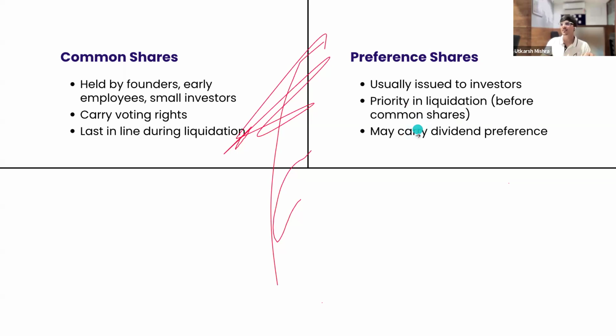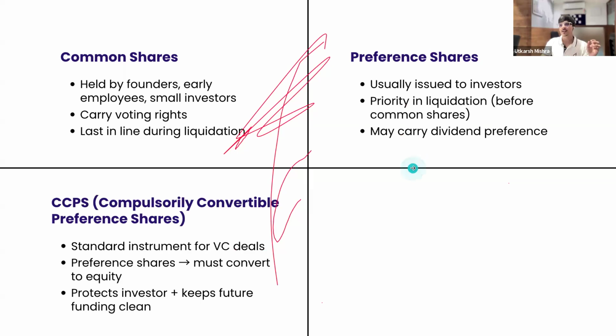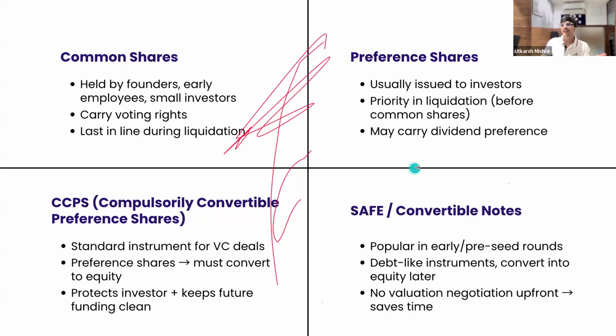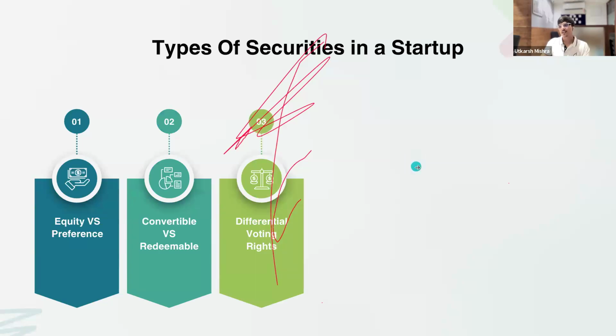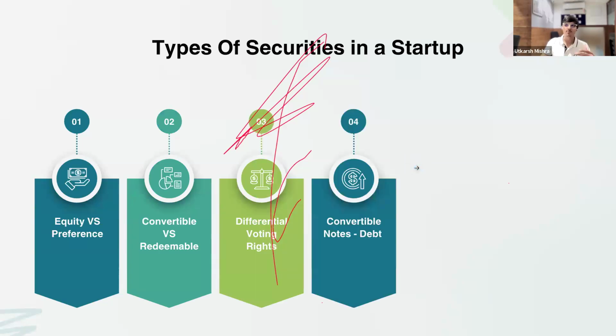Then come preference shares. Preference shares basically have priority in liquidation. Then there are CCPS. CCPS is a compulsorily convertible preference share, which is good for VCs and for founders as well, because it protects the investor, and this will convert into equity in the future, right? So there is no equity dilution immediately, right? And there are SAFE notes as well. So these are the different types of securities: equity and preference, convertible, redeemable, and shares with differential voting rights.